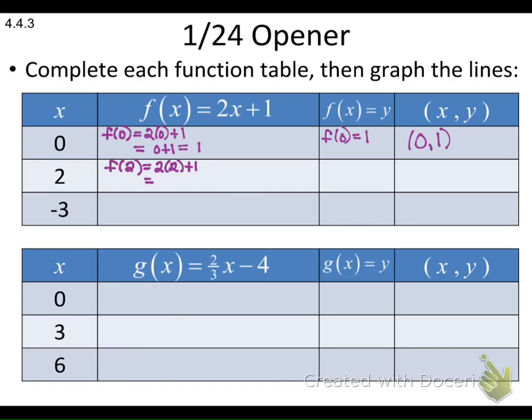Keep going. Wow. Walk me through it. What'd you do? Which is? Then 4 plus 1 equals? So then my next column, what do I write for my output? And your ordered pair.